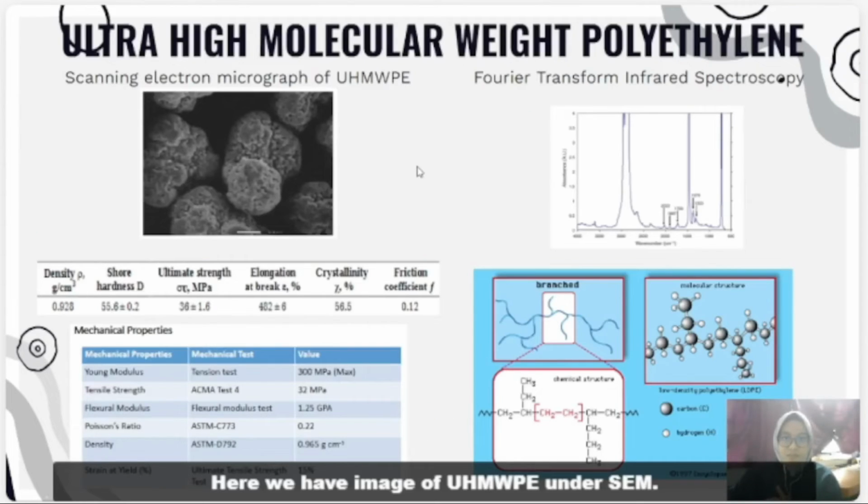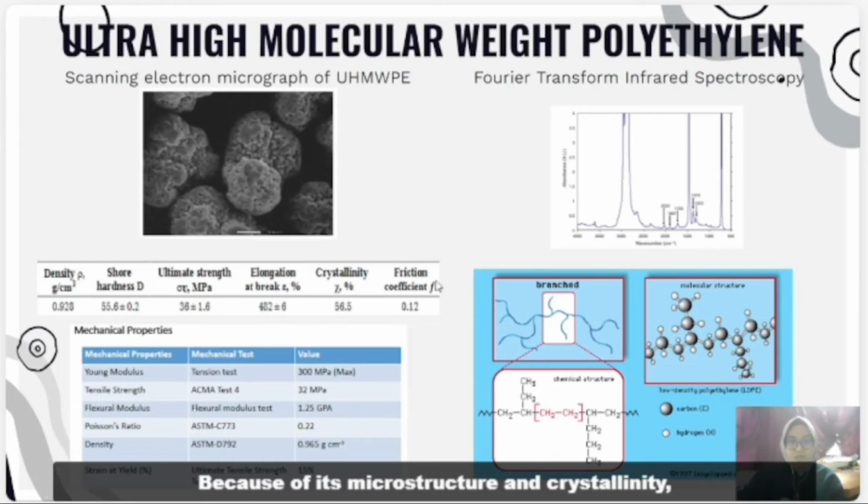Here we have an image of UHMWPE under SEM. Its chemical content we get from FTIR, mechanical strength, and the surface properties. Because of its microstructure and crystallinity, UHMWPE has high impact strength, water and chemical resistance. It also possesses a similar density to living tissue, making it biocompatible to our body.